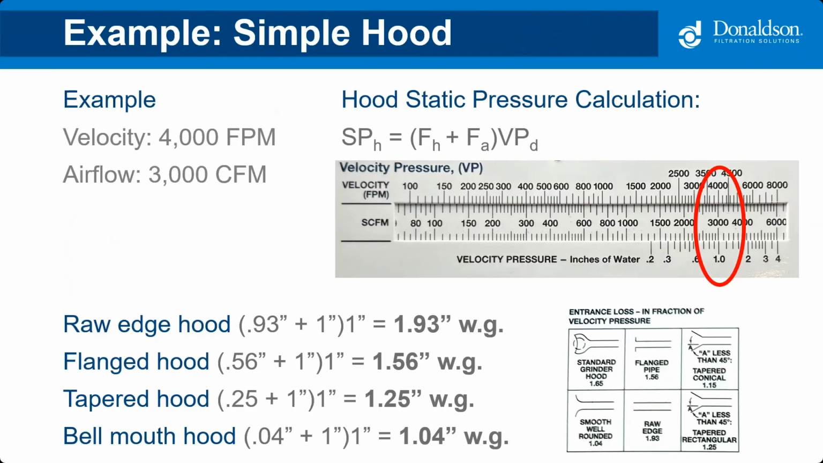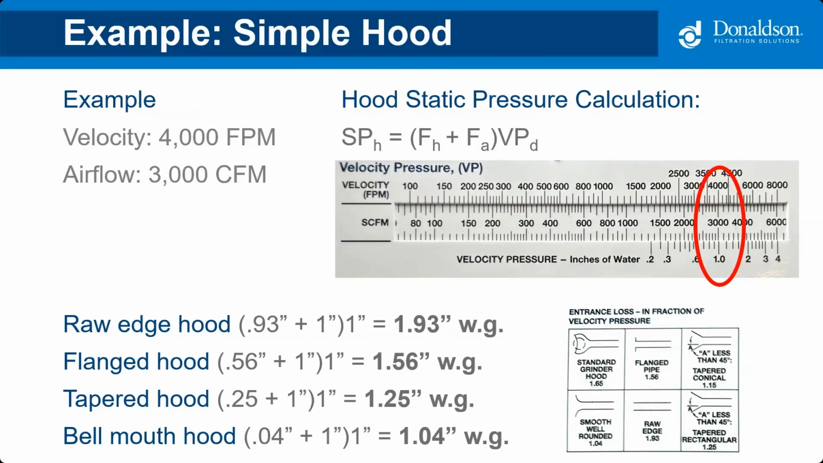Let's say you're designing a simple hood for a system that requires a transport velocity of 4,000 feet per minute and an airflow of 3,000 CFM. The velocity pressure is a factor of velocity and volume, or CFM. This image is taken from a duct calculator that I like to use, but you can get this from the VS manual, or your company may have your own spreadsheets or databases available. In this case, the velocity pressure factor is 1 inch of water gauge. And you can see where that lines up. So 4,000 feet per minute, 3,000 CFM, and then 1 inch of velocity pressure below.